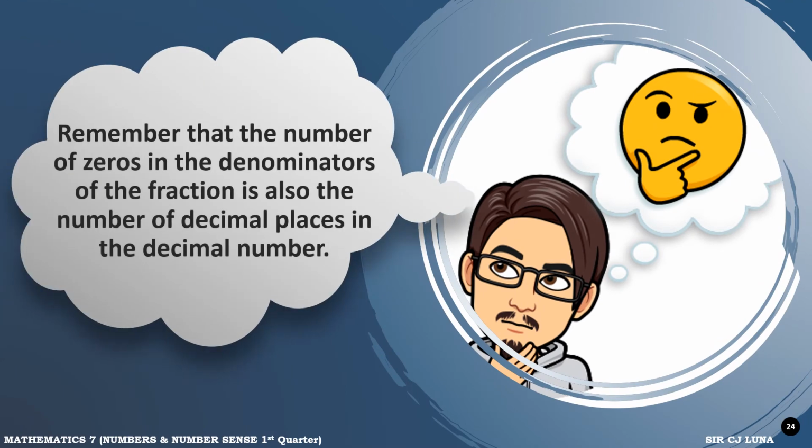Remember that the number of zeros in the denominators of the fraction is also the number of decimal places in the decimal number. Halimbawa, kung ang denominator mo ay 10, ang decimal places sa decimal form mo ay 1. Kapag yan ay 100, 2 decimal places. Kapag yan ay 1 million, correct, 6 decimal places.